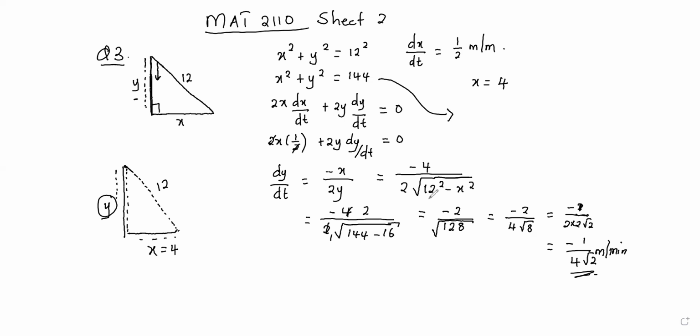Let's go to question 4. Question 4. A spherical iron ball, 10 centimeters in radius, is coated with a layer of ice of uniform thickness that melts at a rate of 50 cubic centimeters per minute. Find the rate at which the thickness of ice is decreasing when the thickness is 15 centimeters.